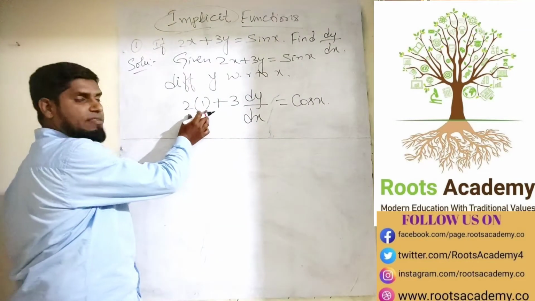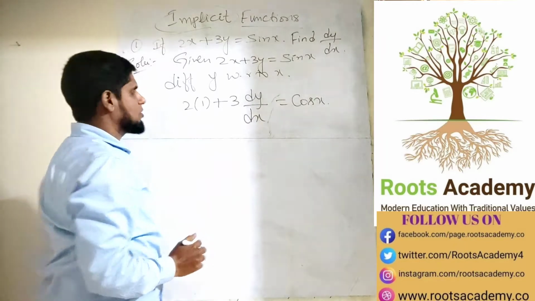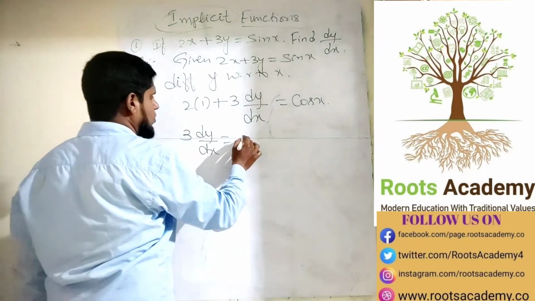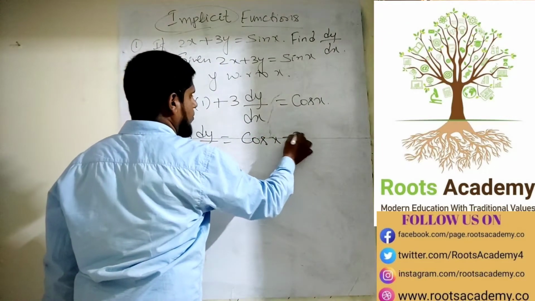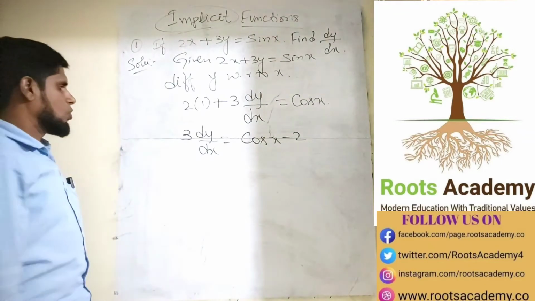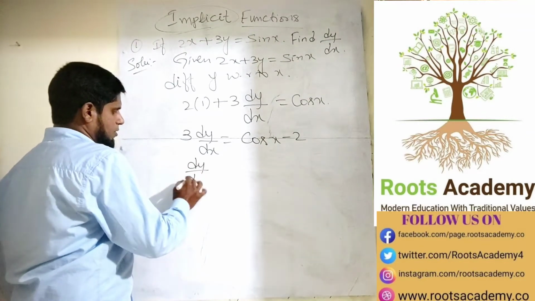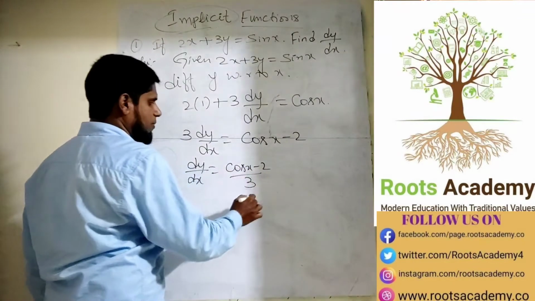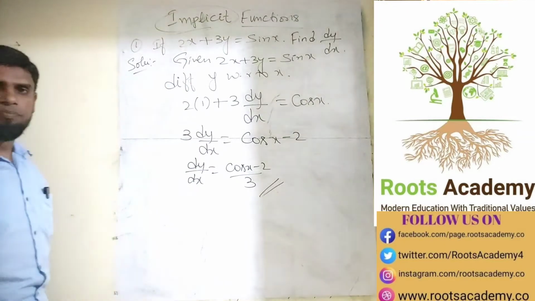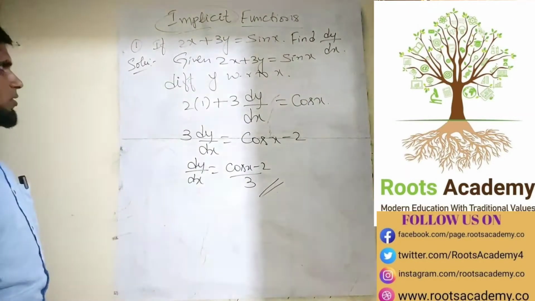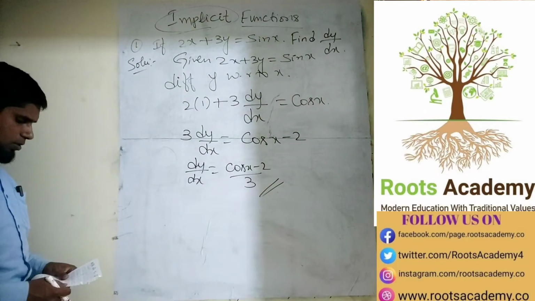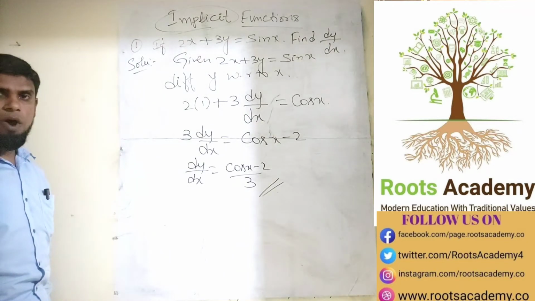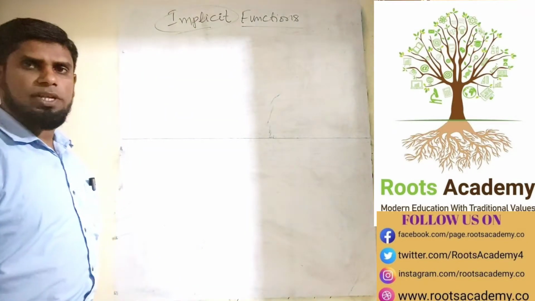Now I will shift the terms without dy by dx to one side. 3 dy by dx is equal to cos x minus 2. So finally, dy by dx is equal to cos x minus 2 divided by 3. Now let us go to the next problem.